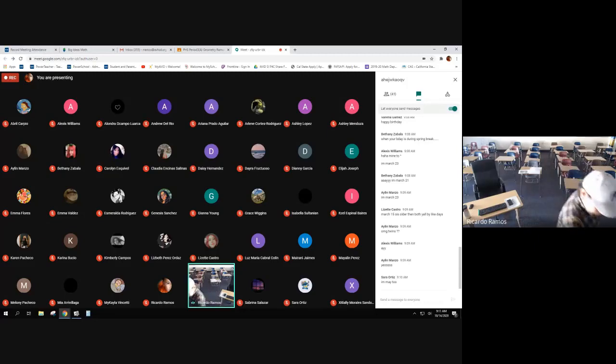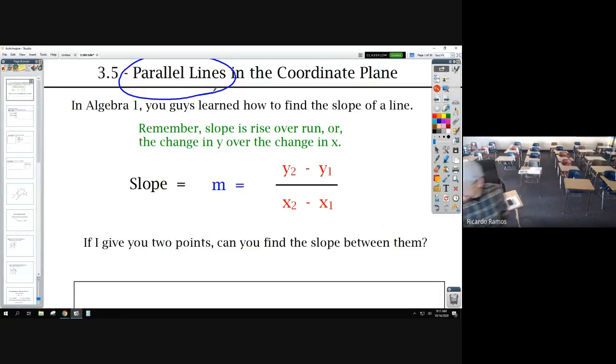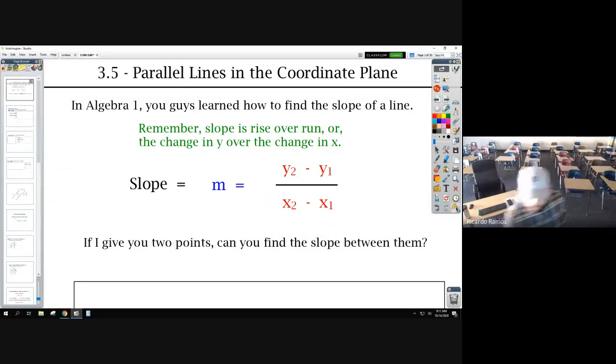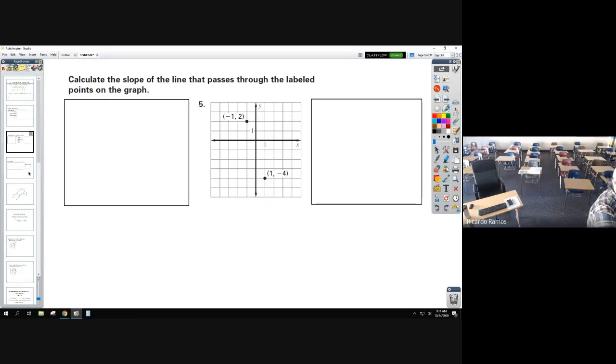On Monday with you guys, we started the first part of 3.5, where we were dropping parallel lines on the coordinate plane. But before we talked about the parallel lines in the coordinate plane, we had to review slope, finding slope. Remember back in Algebra 1, you guys were working the slope of lines. So I gave you guys the slope formula, and then a couple of points on a line, and you guys calculated the slope there. Did that a couple times, right?